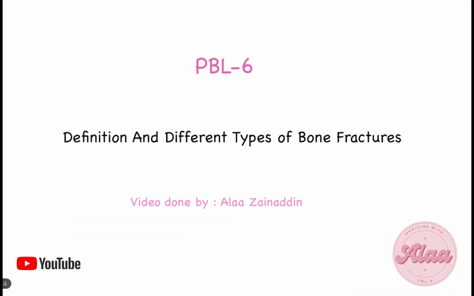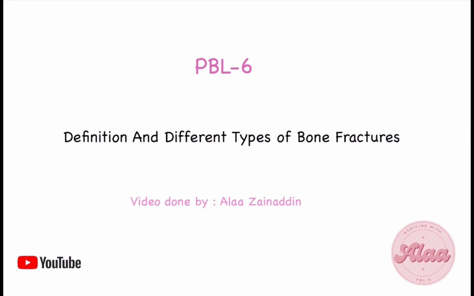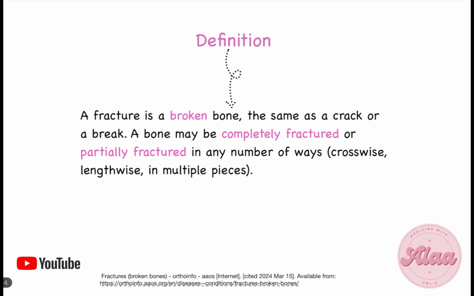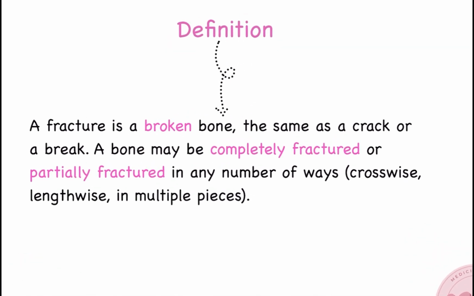Our topic today is definition and different types of bone fractures. Let's start with the definition. A fracture is a broken bone, the same as a crack or a break. A bone may be completely fractured or partially fractured in a number of ways: crosswise, lengthwise, or in multiple pieces.